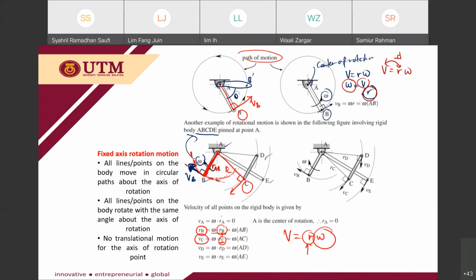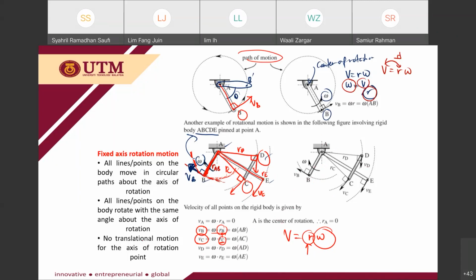The same goes for point D. Point D is affected by this distance, which is RD, and V should be perpendicular to RD or tangent to the path of motion. And E, this is VE, and then this is your RE. This is why the velocity of each point on the rigid body will be different, due to the R.